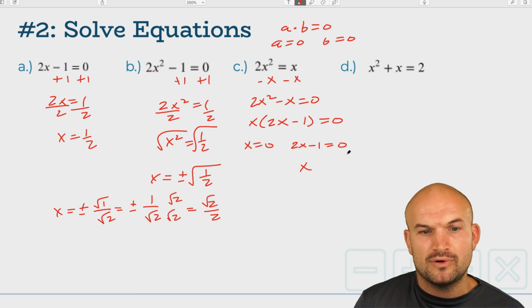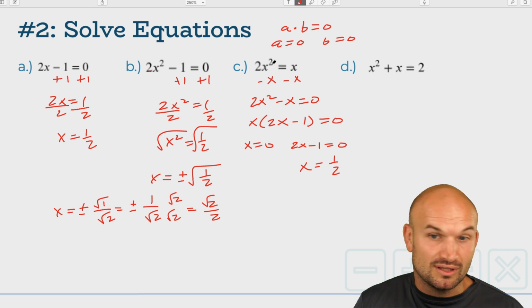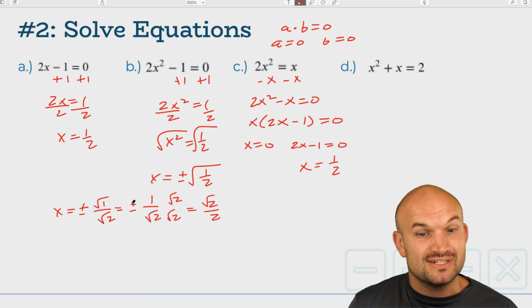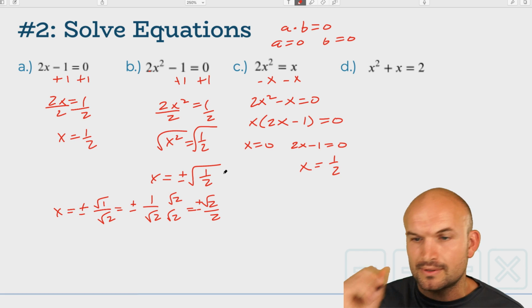Let's just use the inverse operations we already knew here. So x equals 1/2. And you can see that I have two answers here, since this is a power to the second. And here I have the plus and the minus, which, oh, don't want to forget that plus and minus.